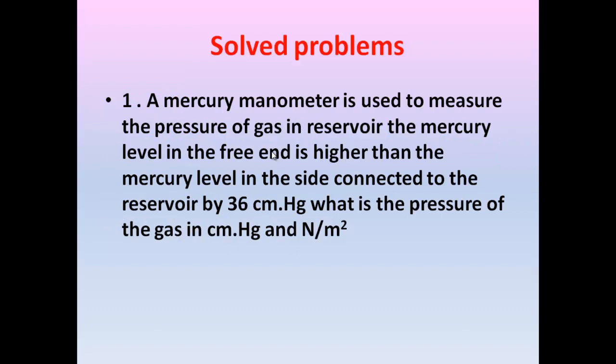Let's discuss some problems. Number 1: a mercury manometer is used to measure the pressure of gas in a reservoir. The mercury level in the free end is higher than the other by 36 cm. What is the pressure of the gas in centimeter mercury and in Newton per meter squared?